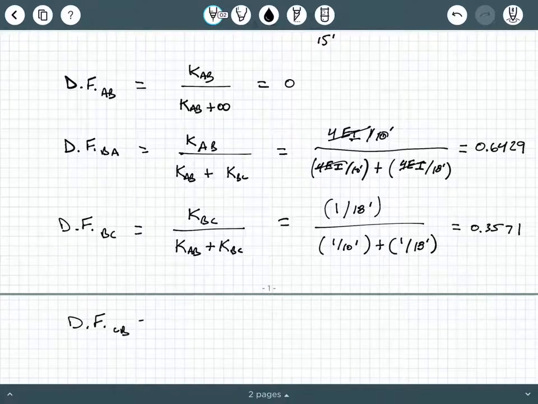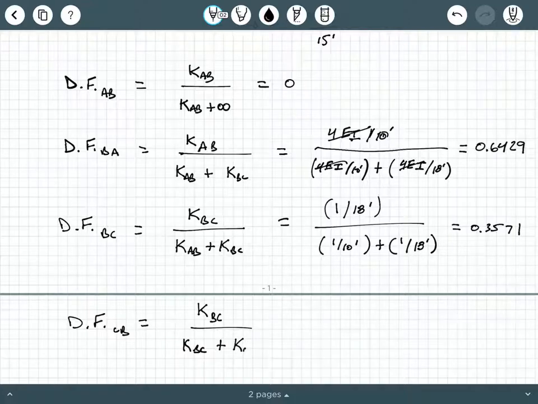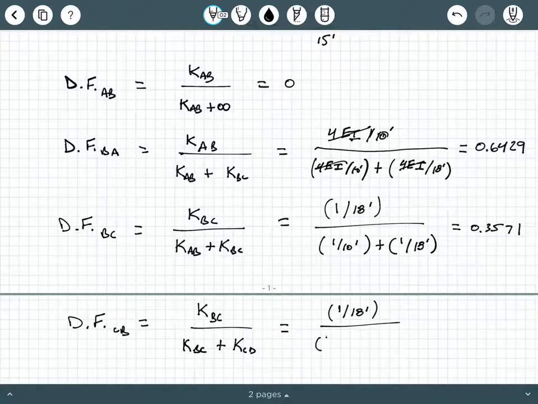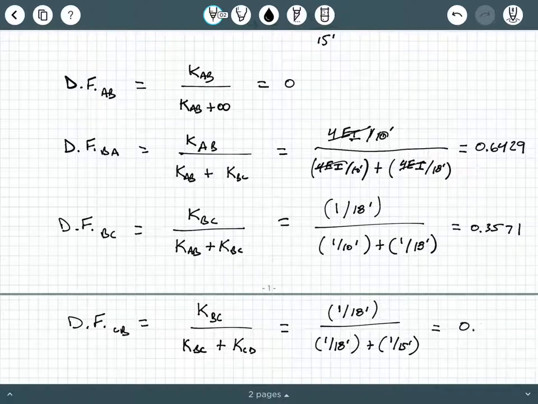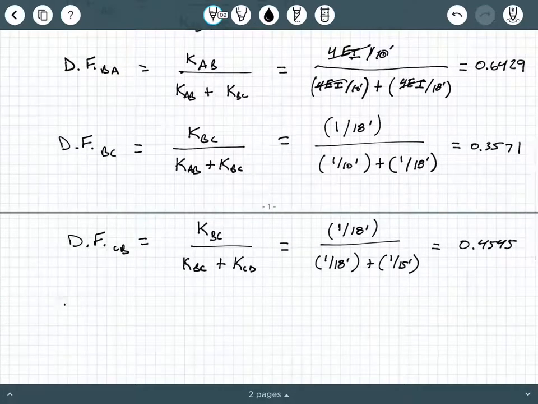Now we can get the distribution factor for CB. So we're still in span BC. So our numerator is KBC. And then what's connected at C? Well, KBC is contributing stiffness to joint C. And then KCD is contributing stiffness to joint C as well. So we would have 1 over 18 if we're looking at relative stiffness divided by 1 over 18 plus 1 over 15. And when you punch this through, you get 0.4545.